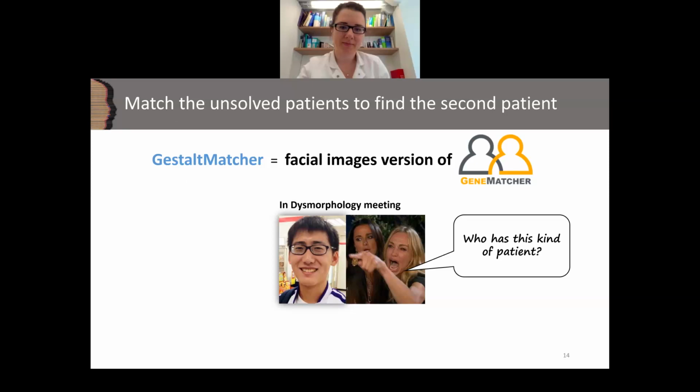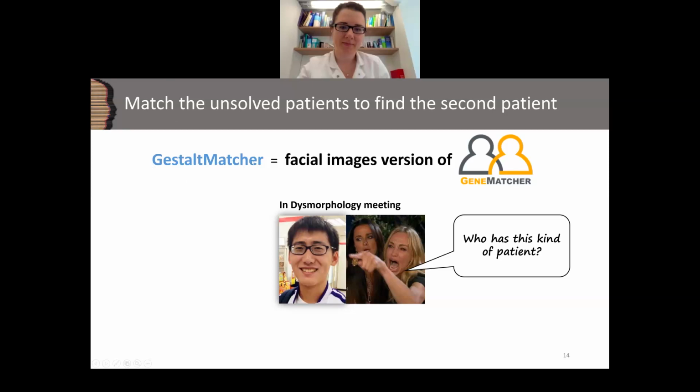For example, before, usually how the doctor finds another patient is very old school. They all go to some meeting or conference and show the photos to everyone. Is there anyone who has a similar patient like this patient? Then this is the way people find the second patient. Therefore, this kind of platform, this kind of technology will be very helpful for them.